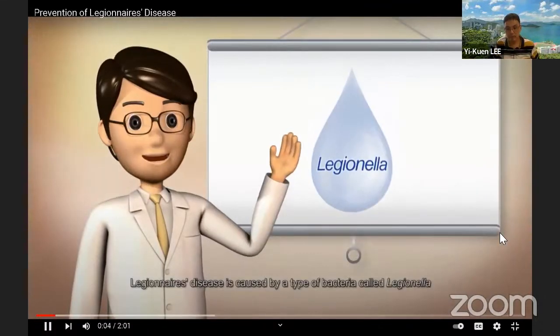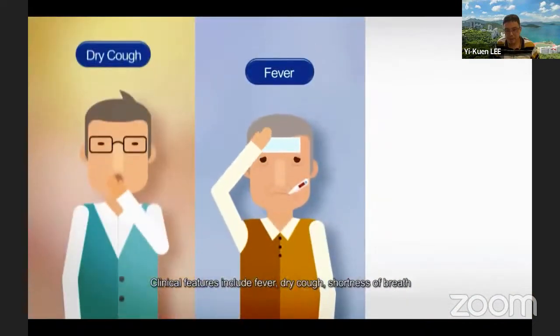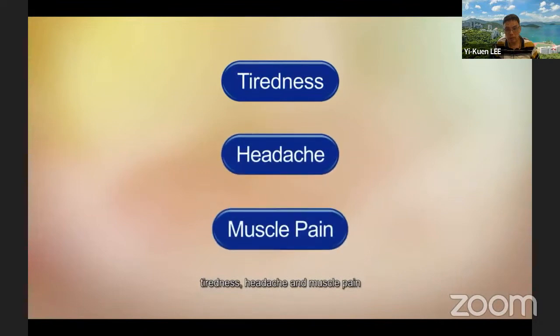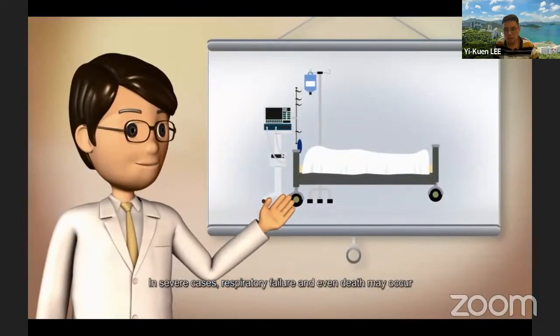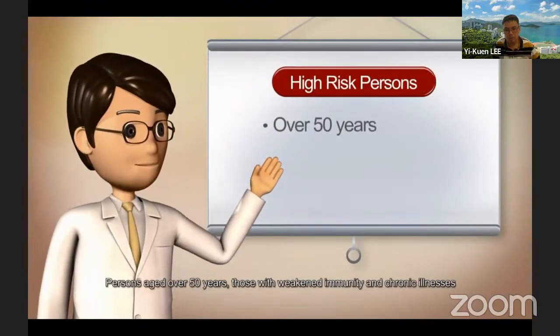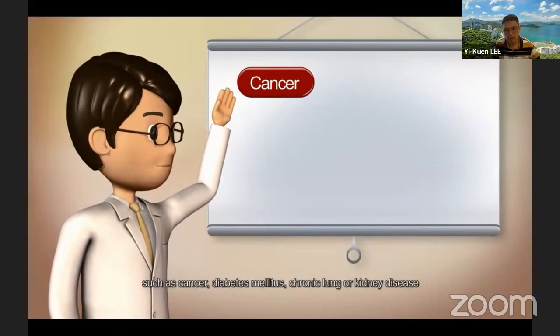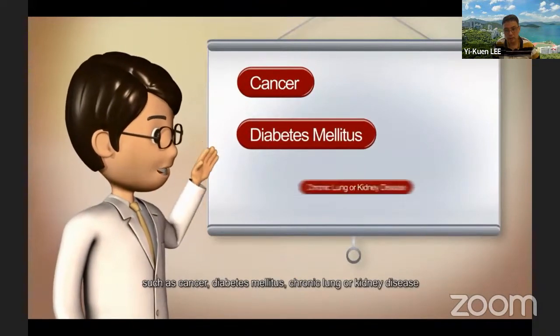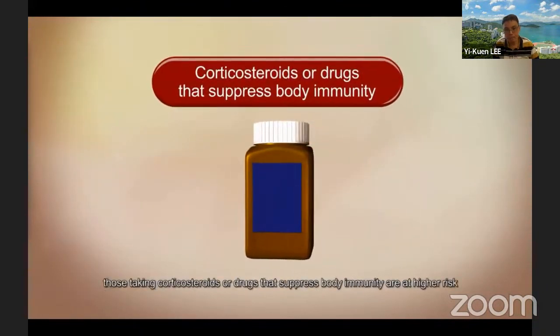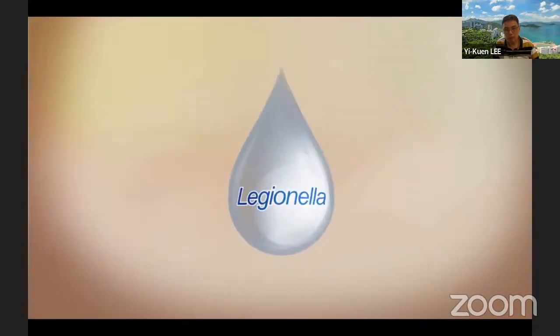Legionnaires' disease is caused by a type of bacteria called Legionella. Clinical features include fever, dry cough, shortness of breath, tiredness, headache, and muscle pain. In severe cases, respiratory failure and even death may occur. Persons aged over 50 years, those with weakened immunity and chronic illnesses such as cancer, diabetes mellitus, chronic lung or kidney disease, those taking corticosteroids or drugs that suppress body immunity are at higher risk.